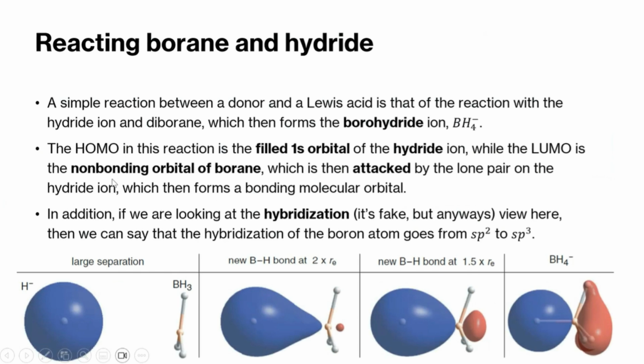And so, the HOMO in this reaction, the highest occupied molecular orbital, is the filled 1s orbital of the hydride ion, even though the hydride ion's not a molecule. While the LUMO here is the non-bonding orbital of borane, which is attacked by the lone pair on the hydride ion, which then forms a bond. I accidentally put bonding molecular orbital. And in addition, if we were talking about hybridization, it's fake, but anyways, we could say that the hybridization of the boron atom changes from sp2 to sp3 now that it forms 4 sigma bonds.